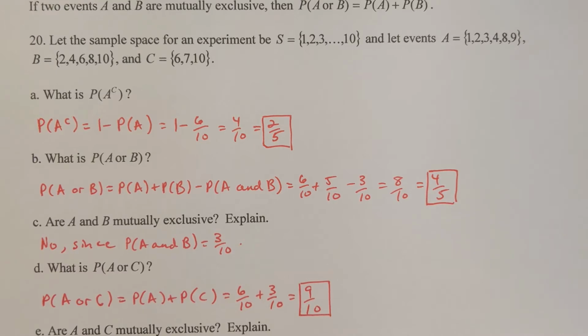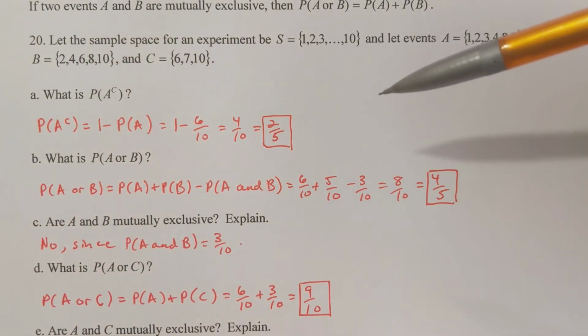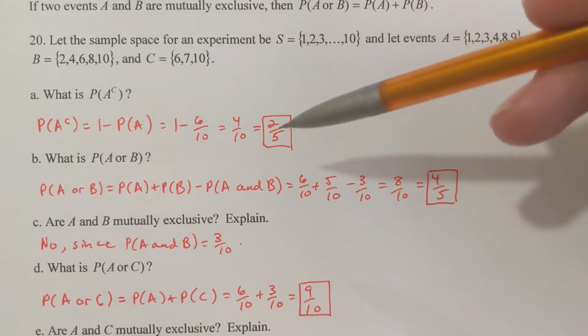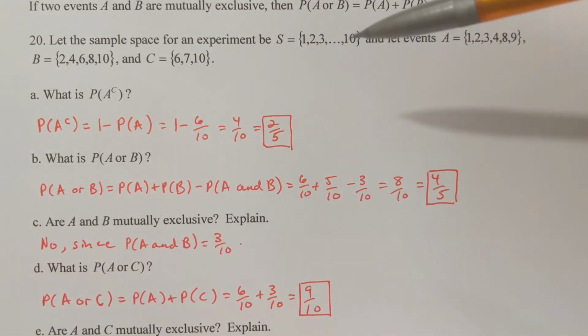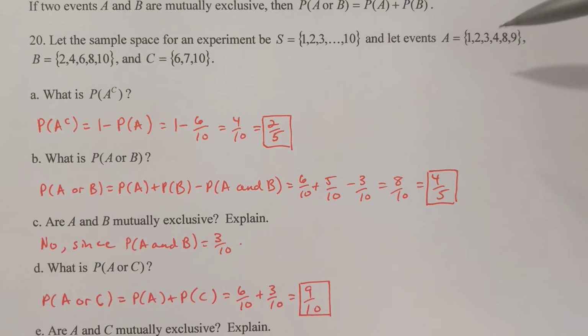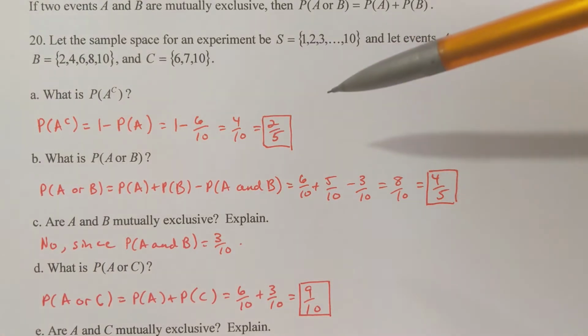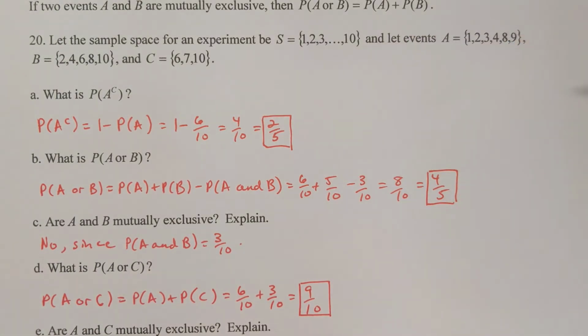And by the way, I think this would be a very easy question where you can just go right to the answer. You don't need all this stuff. What's the probability of selecting something that's not in A? If there's 10 things in the sample space and there's 6 things in A, then that means that there's 4 things not in A. 4 over 10. Reduce that.